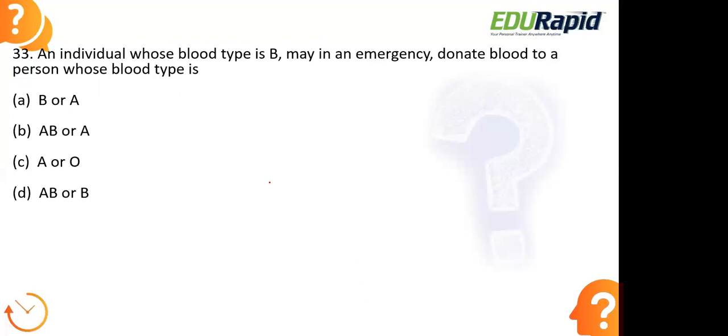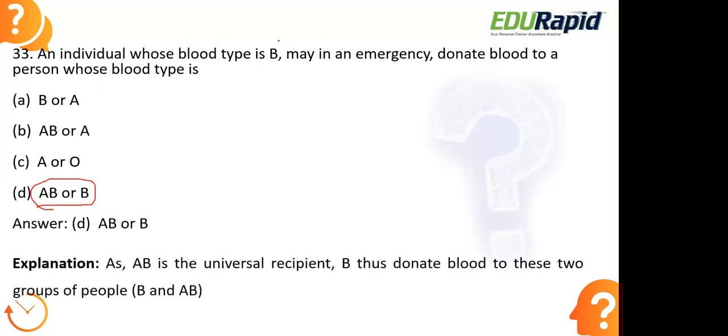Okay, let us look at the right answer here. The right answer is option D, AB or B. A person whose blood type is B can donate to a person who has a B blood group or AB blood group. Generally, B can be donated to B only, right?